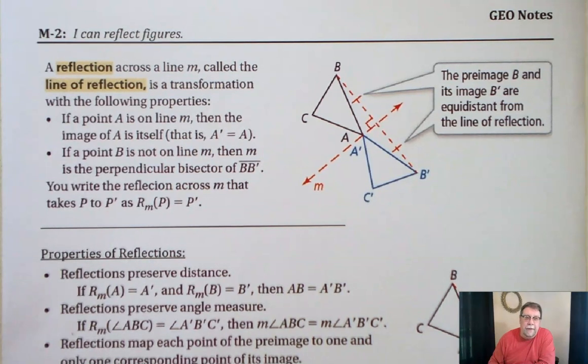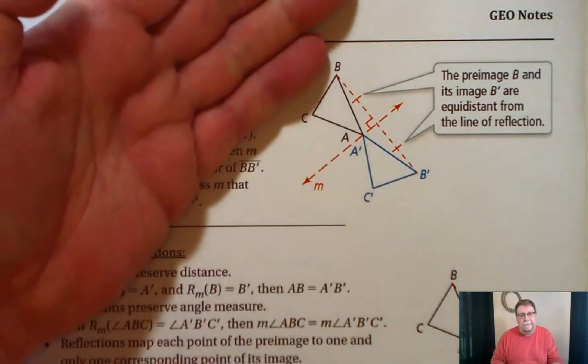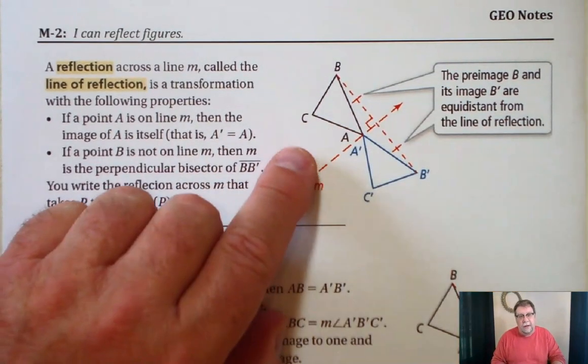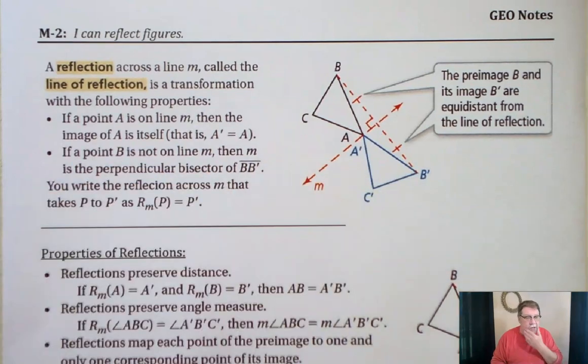We're taking a look at M-2. This is our Unit M on transformations. We are going to look at reflections this time out in M2. A reflection is something where we take a pre-image and we flip it across some line. So some line of symmetry, we'll call it.